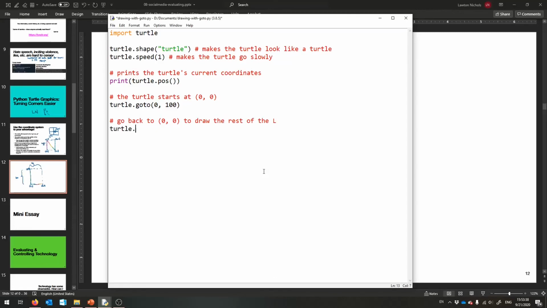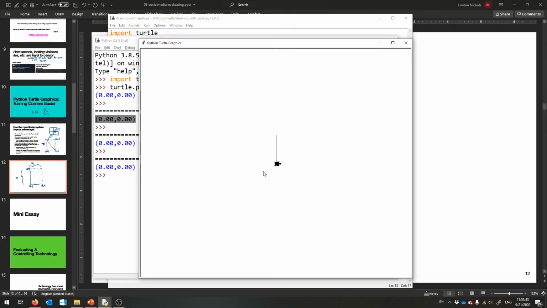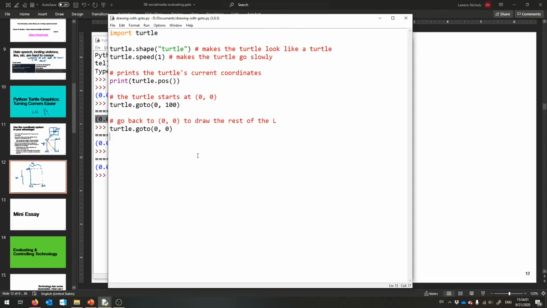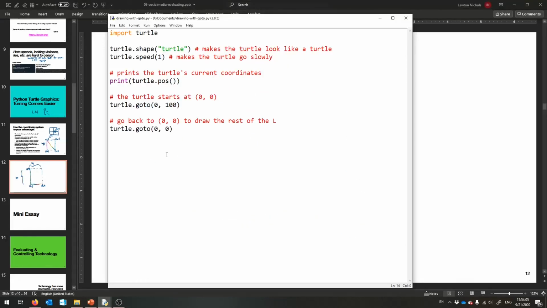All right, so turtle.goto 0, 0. So now I run this. Nothing really changes except the location of the turtle. Now he's ready to go another place and not do weird things. Because if I sent him to the end of the L when he was up here, he would draw a line straight down, a little horizontal or diagonal line. All right, so now he's back, and we can have him now go to the proper spot, 50, 0. All right.